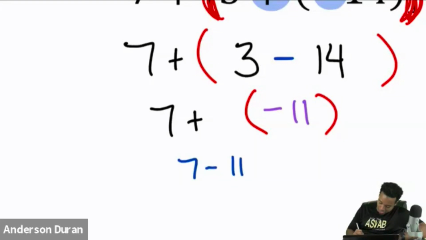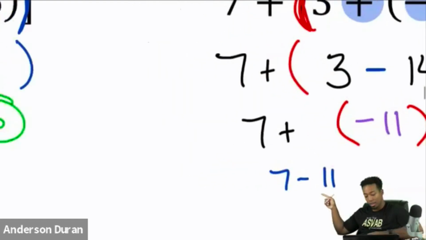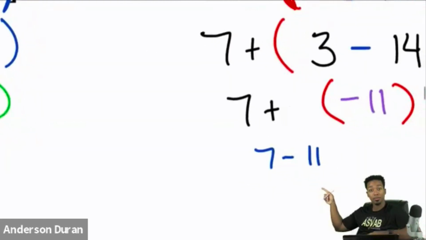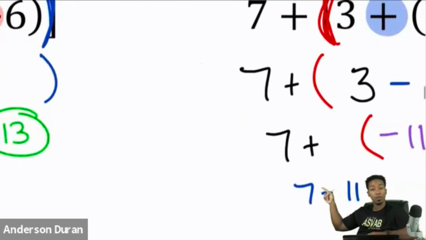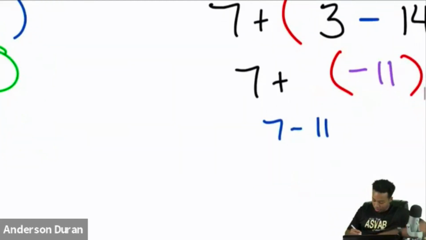7 minus 11. That is the same thing as 7 minus 11. And so the difference between 7 and 11 is 4. 7 going to 11 is 4. But it's going to be a negative 4 because we're taking away more than what we have. So that's going to be negative 4.